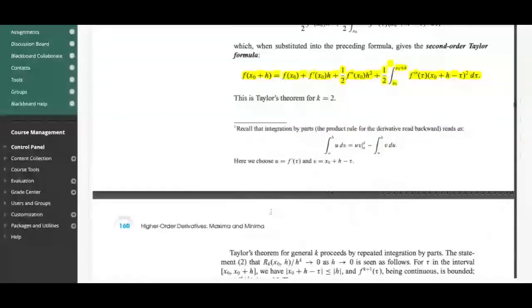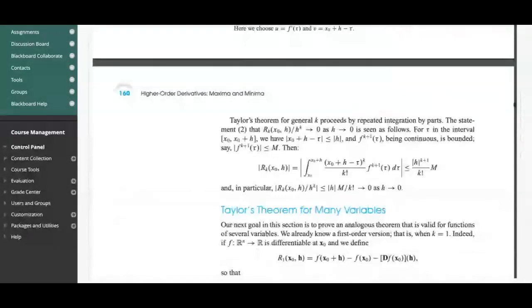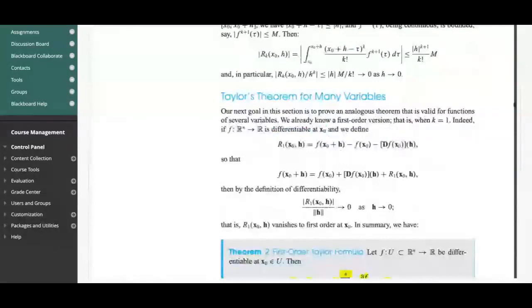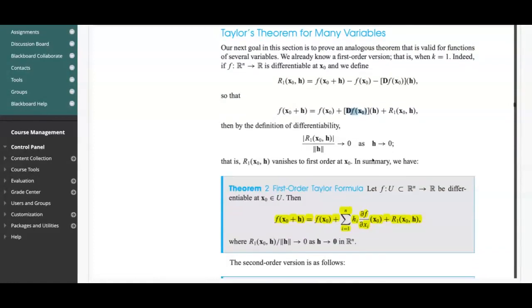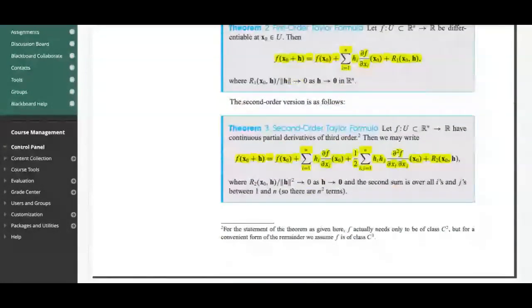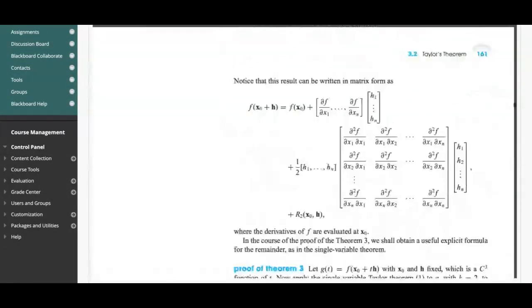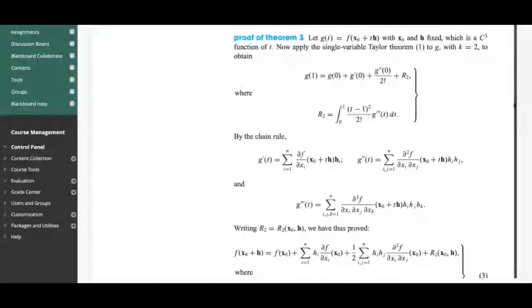Similarly with ours, we just have to deal with the partial derivatives. Now our x naught is not one value, it's a vector. It has a couple of components. So we have this matrix, the derivative is a matrix, but we can write it out. This is the summation sign.